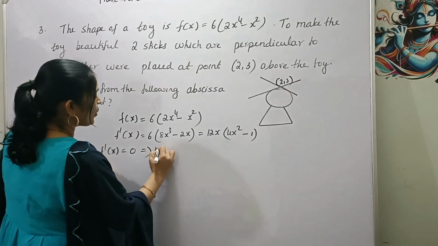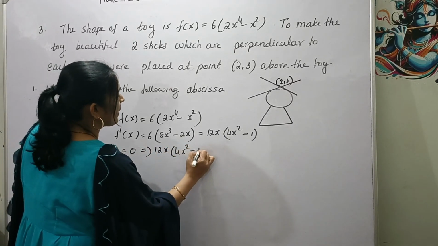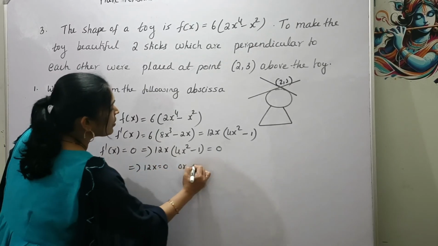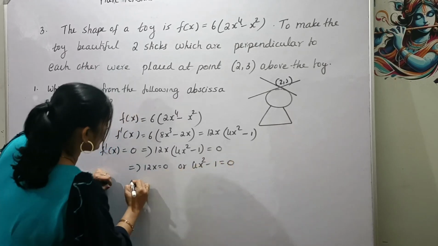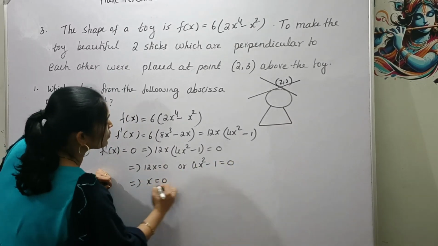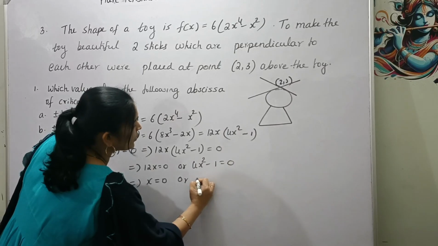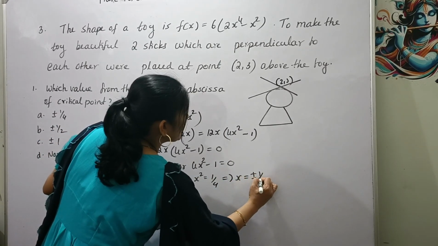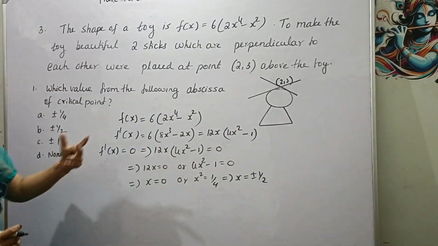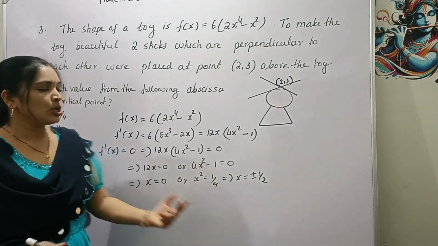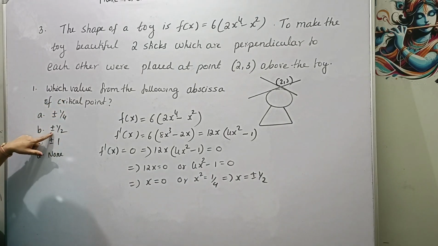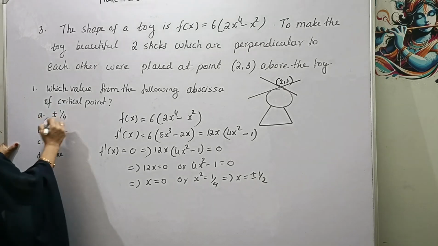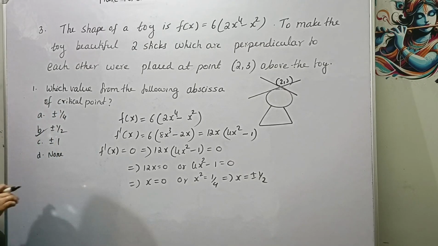That implies 12x into 4x square minus 1 is equal to 0. That implies 12x is equal to 0 or 4x square minus 1 is equal to 0. 12x is equal to 0 implies x is equal to 0, or 4x square is equal to 1, that is x square is equal to 1 by 4. That implies x is equal to plus or minus 1 by 2. So what are the critical points? 0, plus or minus 1 by 2. So here plus or minus 1 by 2 are the critical points. So B is the correct answer.